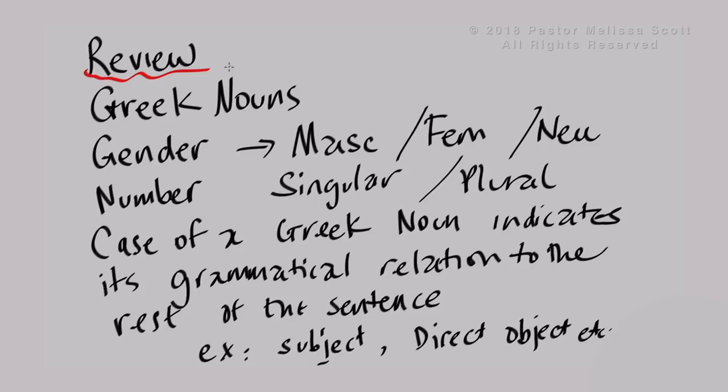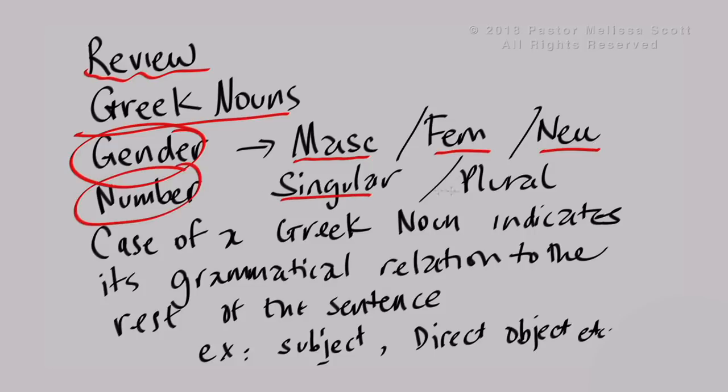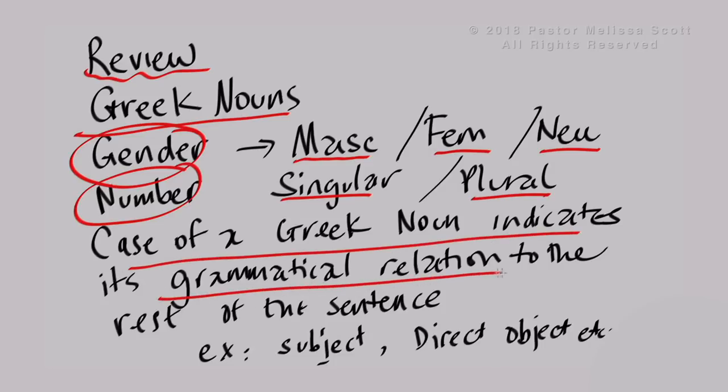But the review for Greek nouns: gender. We know that the Greek nouns have gender: masculine, feminine, and neuter. Number, they're either singular or plural. The case of a Greek noun indicates its grammatical relation to the rest of the sentence. All right, so it's either subject, direct object, etc.